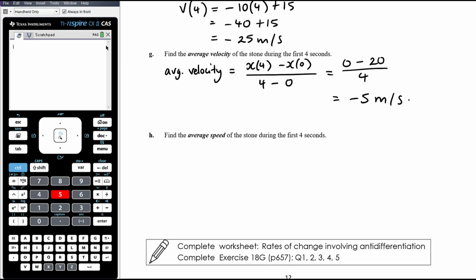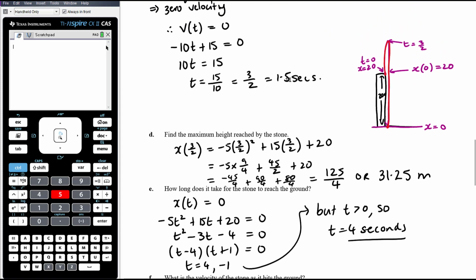Find the average speed of the stone during the first 4 seconds. Okay, so average speed is distance over time. Oops. So we need to be able to work out the distance. Unfortunately, as we've worked through this problem, we've got a really clear picture of what's happening with the particle.